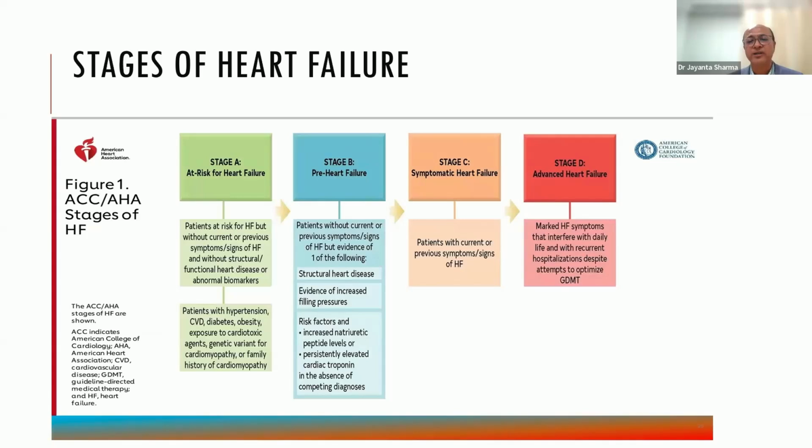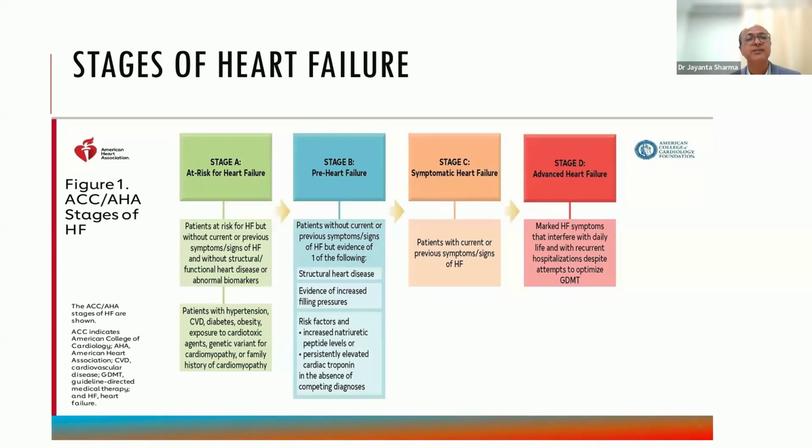So the stages of heart failure: after the diagnosis and the definition, what are the stages we see whenever we are dealing with patients in the ICCU? The stages of heart failure are again divided into 4 stages as per the ACC or AHA guideline: stage 1, stage 2, stage 3, stage 4, or you can say stage A, B, C and D.